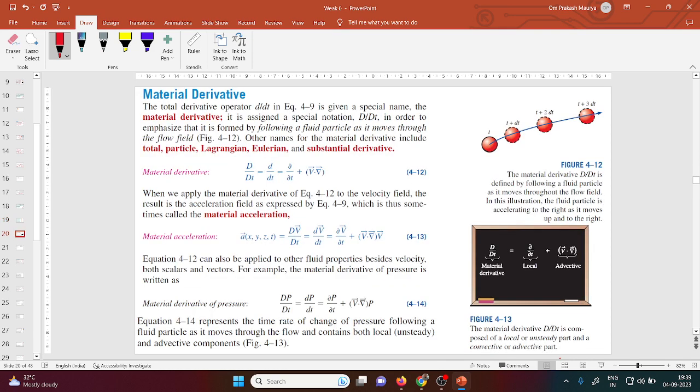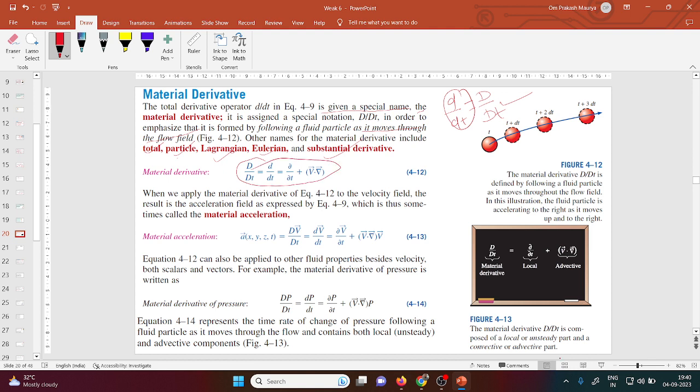So the material derivative is nothing but the total derivative, that is d by dt. D by dt is known as the material derivative. Here d by dt in equation 49 is given a special name, the material derivative. In fluid mechanics, we use a special notation for the material derivative, capital D by capital Dt, in order to emphasize that the derivative is formed by following a fluid particle as it moves through the flow field. Other names for the material derivative are total, particle, Lagrangian, Eulerian, and substantial derivative. These all names are the same. So this is the definition.